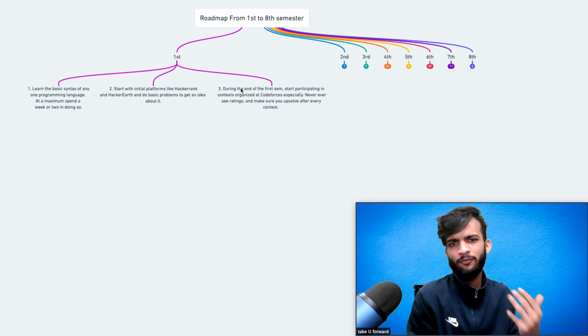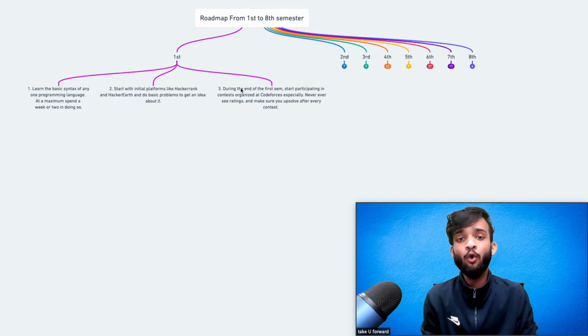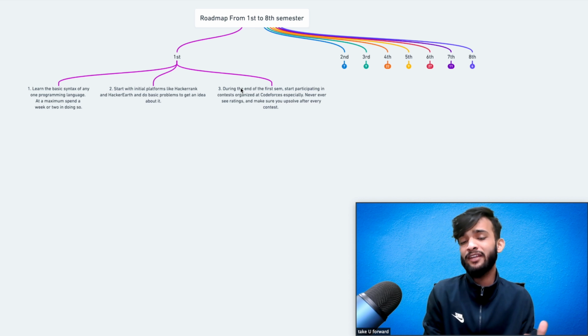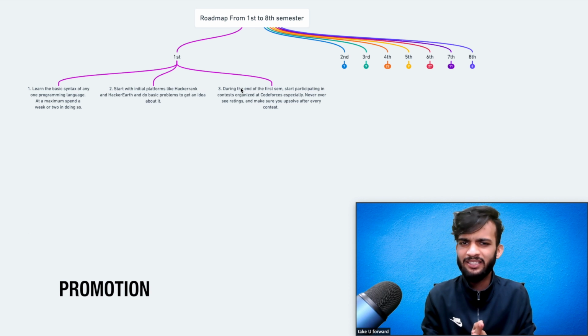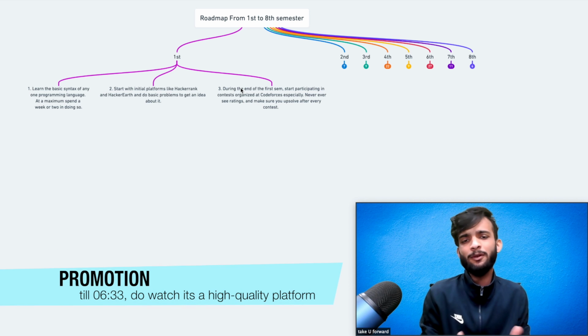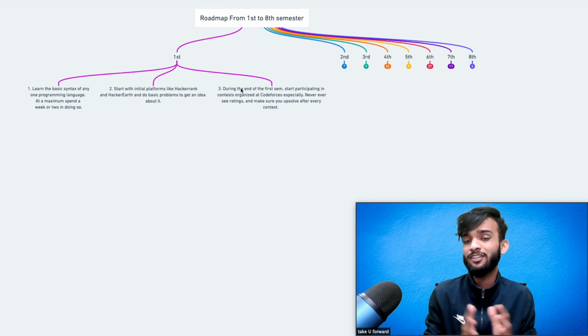There are generally a couple of contests or 3 contests at maximum over a week. Try to participate in every contest that happens per week. Yes, and after the contest, please make sure, like in your first semester, that you're solving at least the first couple of questions on a regular basis after the contest ends. So that should be your roadmap for the first semester.